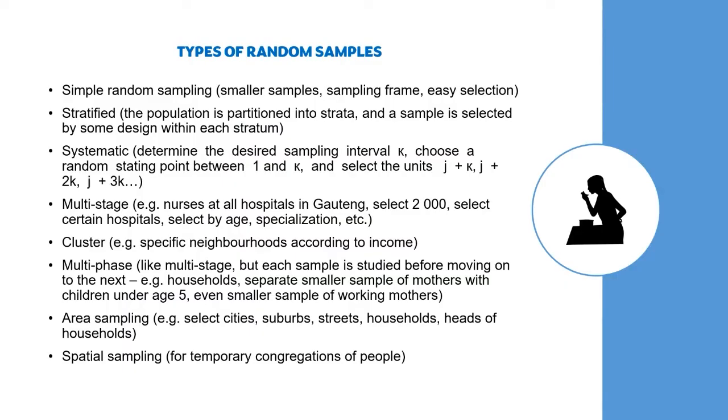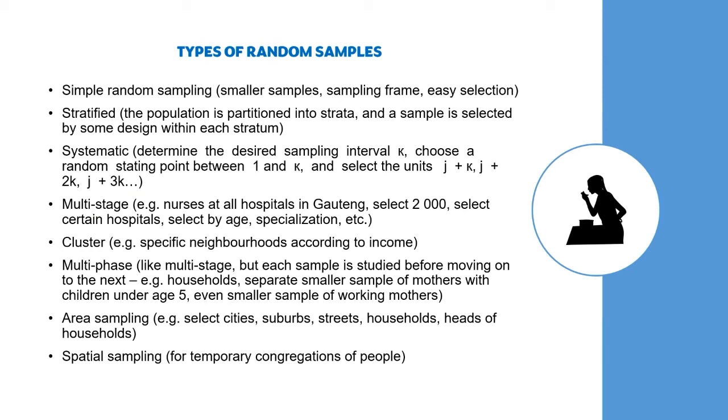In terms of types of random samples, we get simple random sampling. This is for smaller samples where we can list names and just select them through drawing names from a hat or from a container.